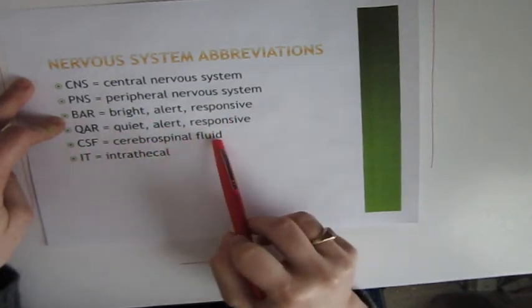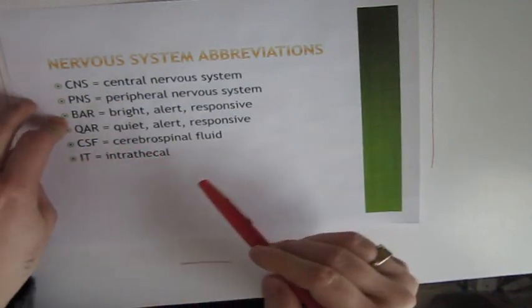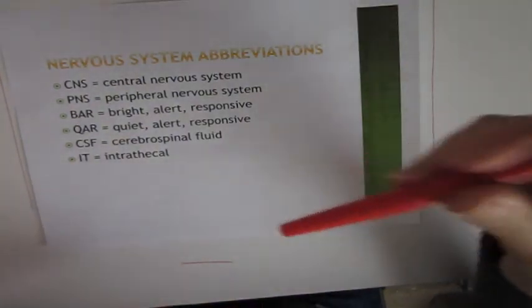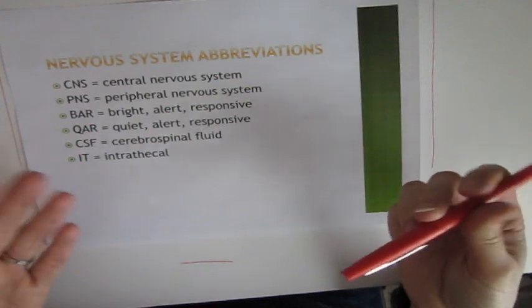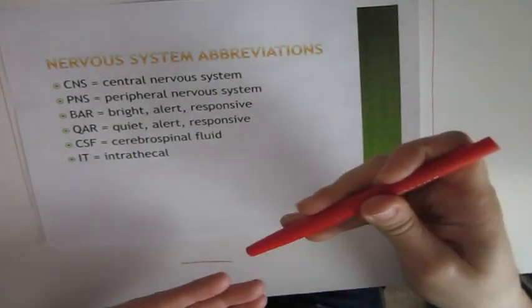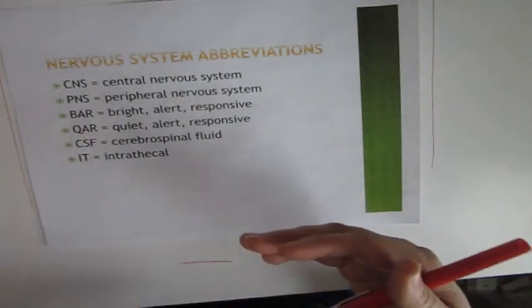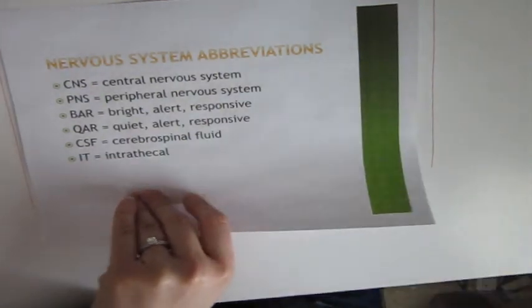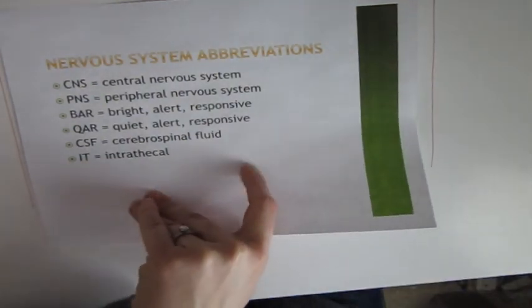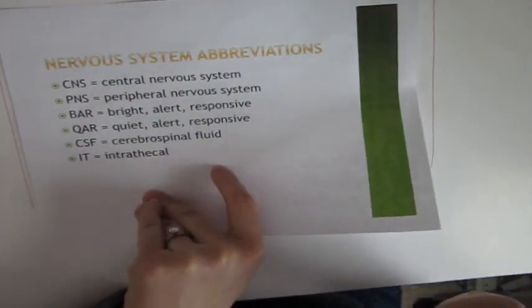CSF is cerebrospinal fluid. IT is intrathecal. This has to do with giving medications into the spinal cord. So if you were giving an animal an epidural, that anesthetic would be going intrathecal, alright, into the space around their spinal cord, not into the actual spinal cord. Alright, that would be bad. Okay, and that's chapter 13.